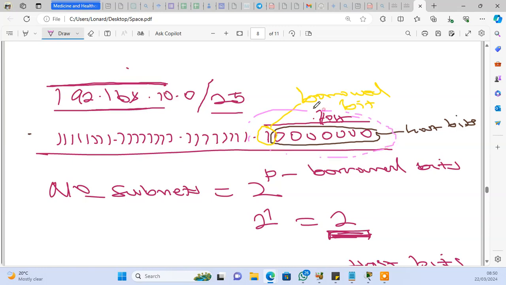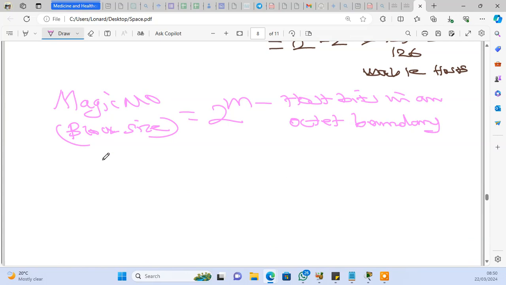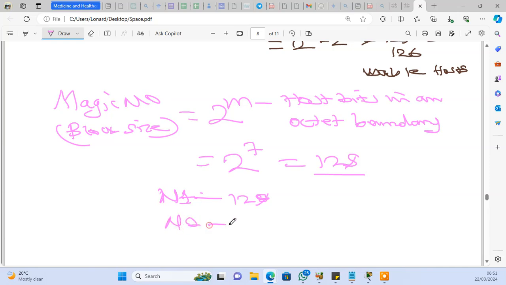This is our octet boundary. So we need the host bits in this octet boundary, and there are 7. So it's going to be 2 power 7, and this gives us 128. So per network, because we have 2 networks so far, we shall have network 1 having 128 total, and then network 2 still having 128.